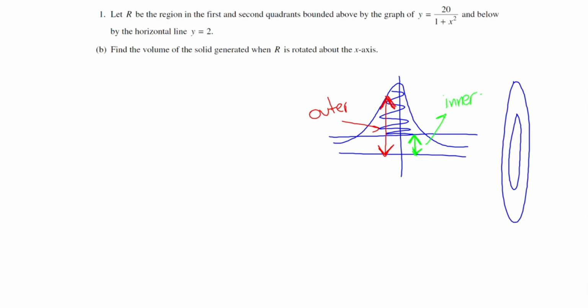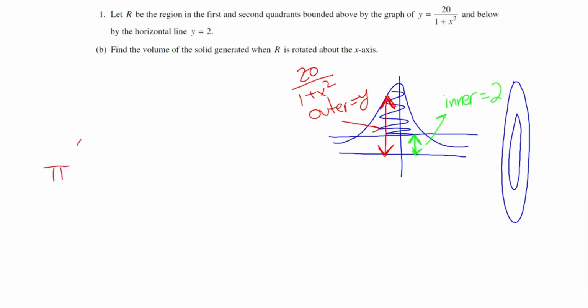That's our inner radius, and our inner radius is just going to be 2 units, because we're going from the x-axis to the line y equals 2. And our outer radius is just going to be the distance from the x-axis to the function. The outer is just y, or it's just 20 over 1 plus x squared. And in order to find the area of a circle, it's pi times the radius squared. So we're going to do pi times the outer radius squared minus pi times the inner radius squared. And then we're going to integrate that from -3 to 3.